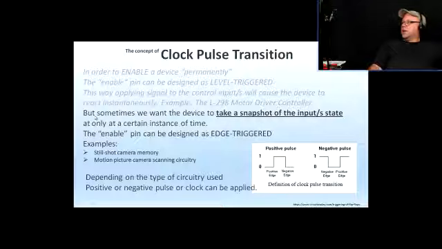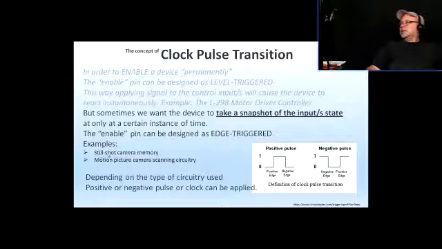So what did I write here? In order to enable the device permanently, the enable pin can be designed as level triggered. This way, applying the signal to the control inputs will cause the device to react instantaneously, for example, the L298 motor driver controller. But sometimes we want the device to take a snapshot of the input state only at a certain instance of time. The enable pin can be designed, in this case, as edge triggered. Let's see the real life examples of that.